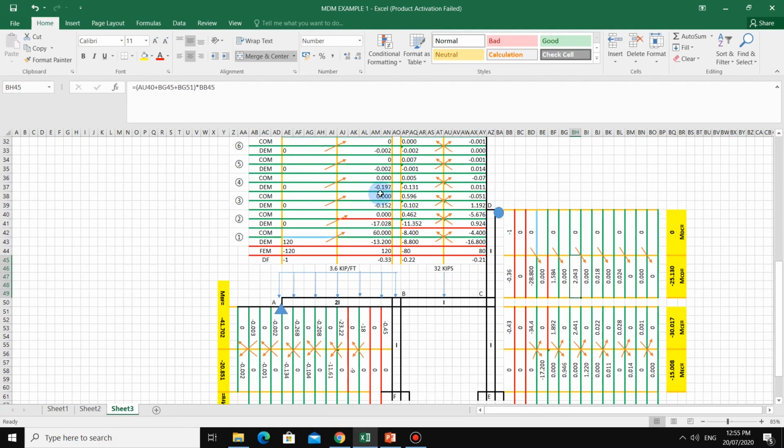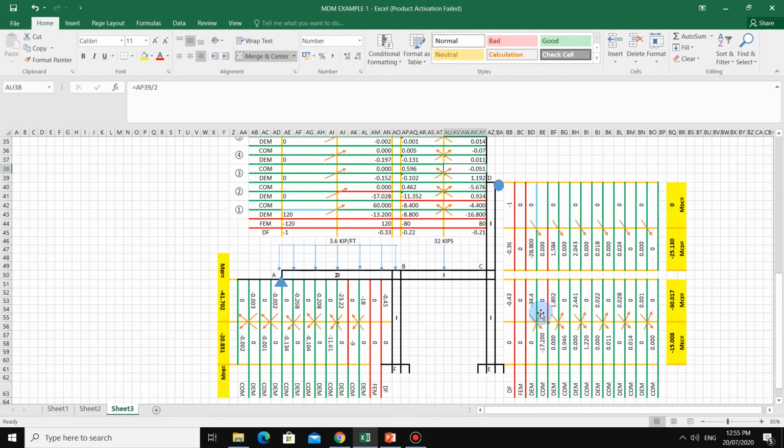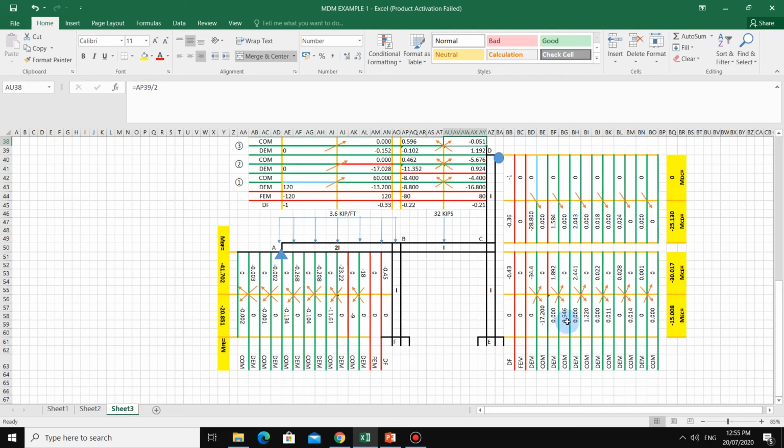Then get the CUM. This 0 passes here, coming from A. This one passes here from D: 1.192 divided by 2, so that is 0.596. Then this passes here 1/2. Then 0 here. Then 2.441 passes here 1/2, then 0. Then for BF, negative 0.208 passes here 1/2, then 0 coming from F.